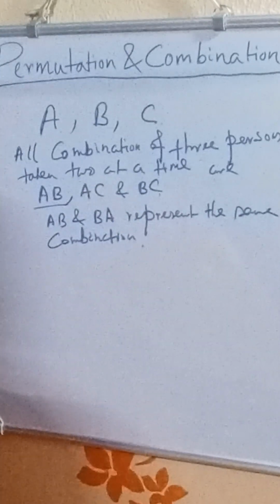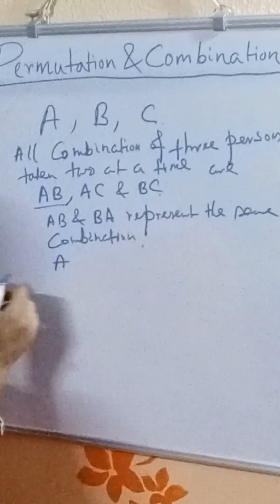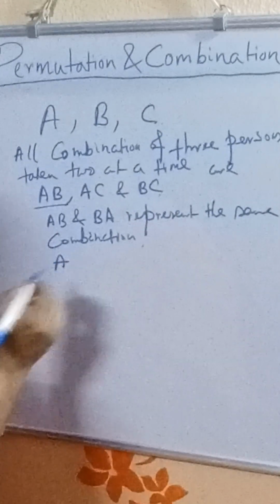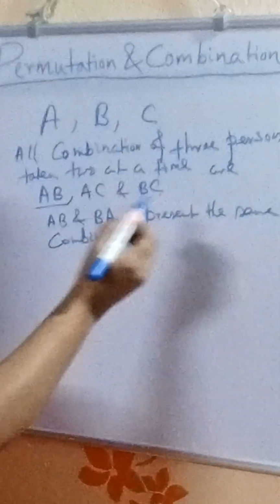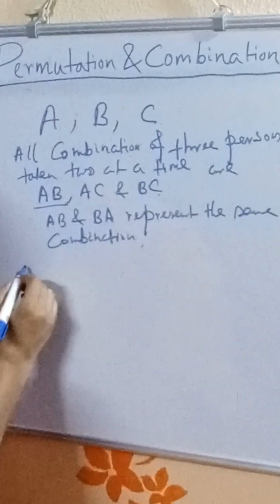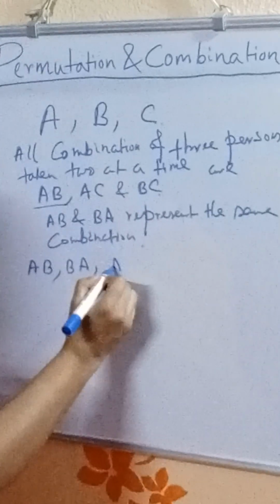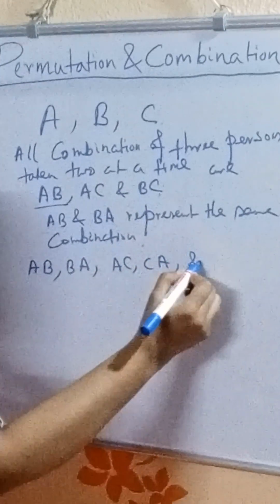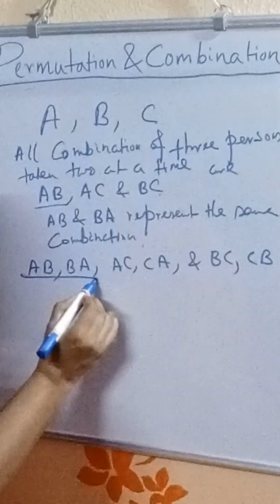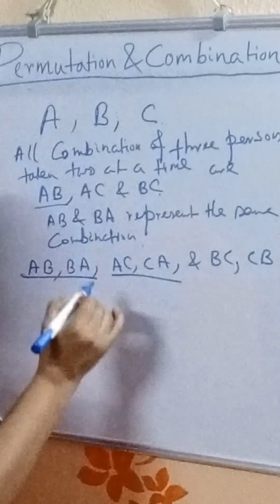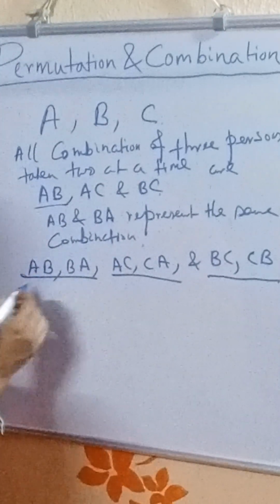But in the case of permutation, if we take A, B, C, 3 people taken 2 at a time, then all the permutations are AB, BA, AC, CA and BC, CB. In the case of combination, AB and BA represent the same combination, AC and CA represent the same combination, and BC and CB represent the same combination. But in case of permutation, they are all different.